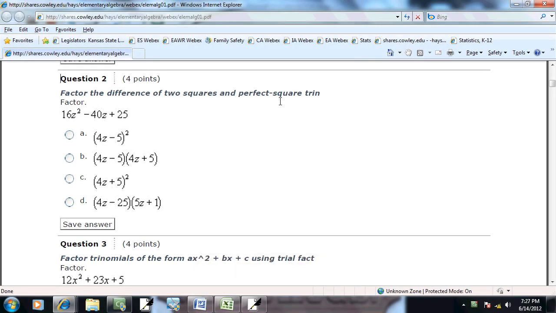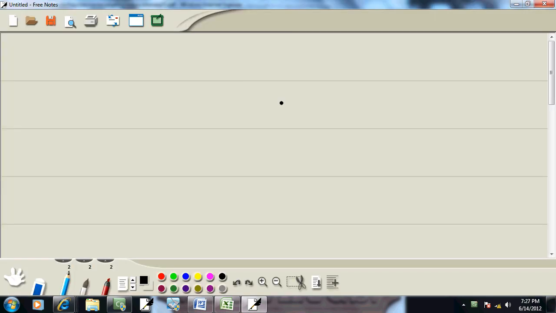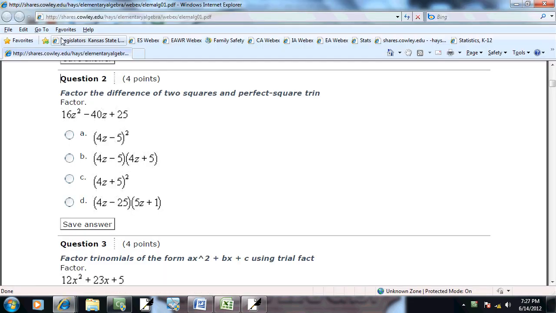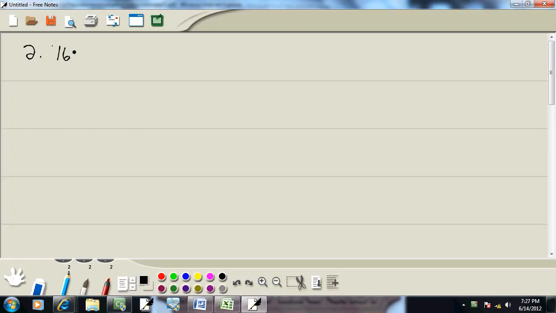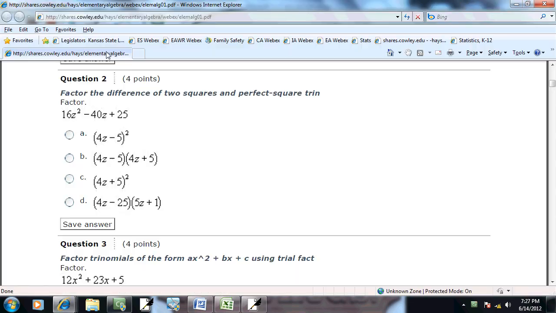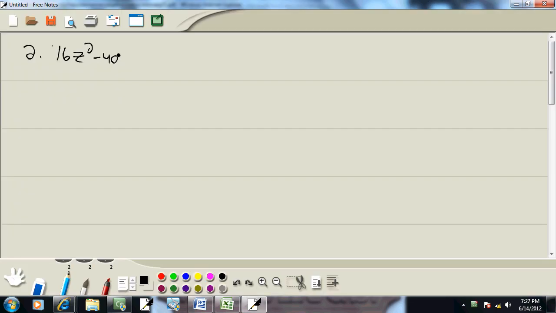Take a look at problem number 2. Factor the difference of two squares in a perfect square trinomial. So I got 16z squared minus 40z plus 25.